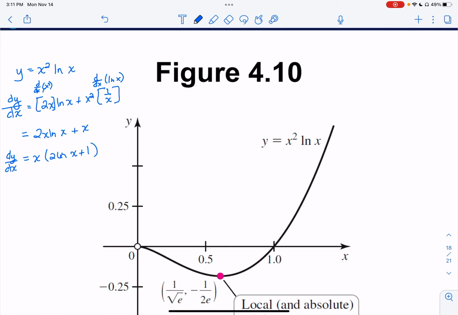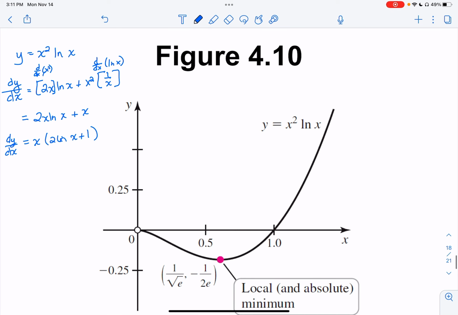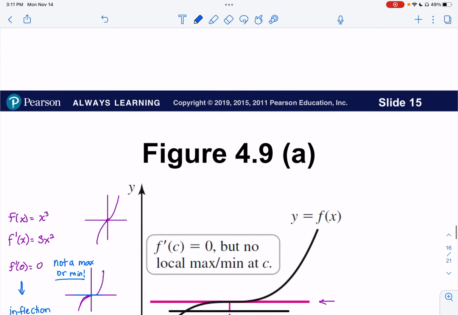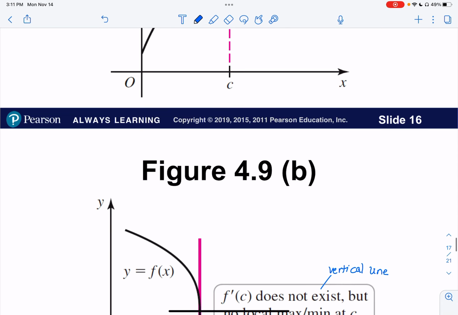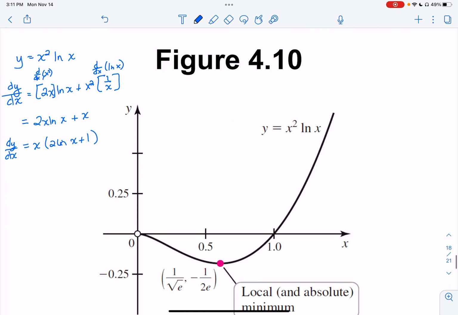Okay, so if I look at that, then I could try to find my critical points, right? Remember, my critical points are where either my derivative is 0 or it fails to exist. So if I look at where my derivative is 0, then I have x times 2 natural log of x plus 1 is equal to 0. So that means x equals 0, or I can also look at 2 natural log of x plus 1 equals 0.